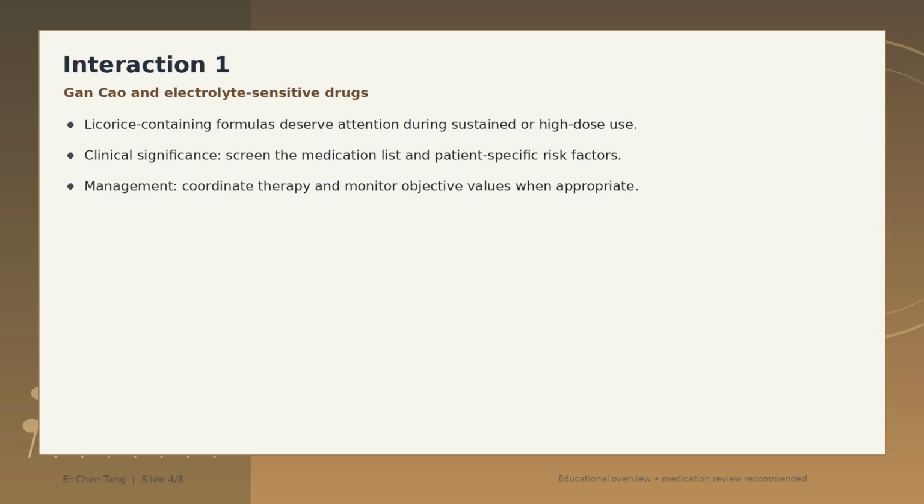The first interaction focuses on Gan Cao and electrolyte-sensitive drugs. Licorice-containing formulas deserve attention during sustained or high-dose use. Glycyrrhizin can produce a mineralocorticoid-like effect in susceptible people, with sodium retention, blood pressure elevation, and potassium loss. That can matter with loop or thiazide diuretics, digoxin, corticosteroids, antiarrhythmics, and existing hypertension. The risk is dose, duration, and patient dependent.